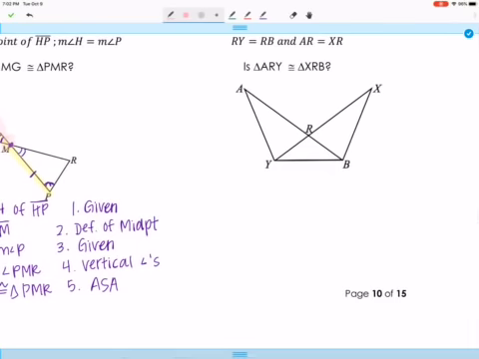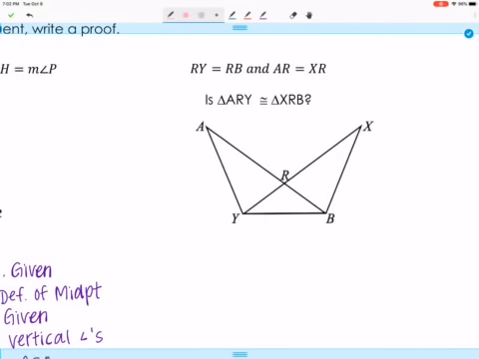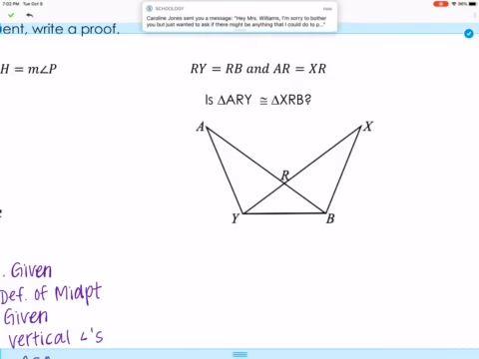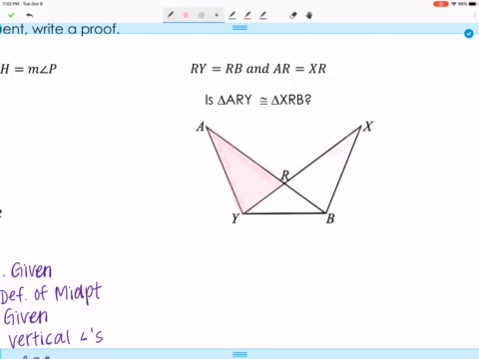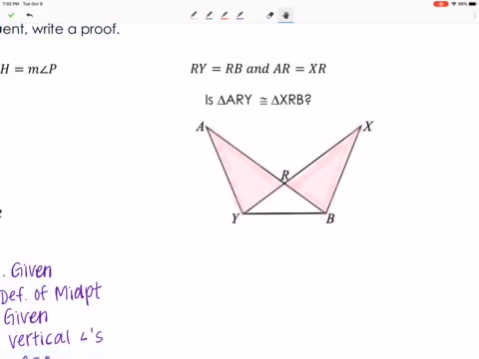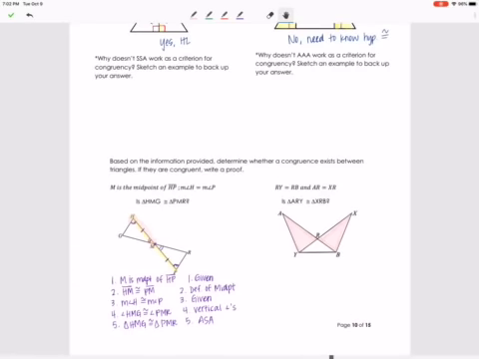All right. For this one, I'm actually going to let you try this one on your own, see what you can do. Notice that you're trying to prove here if ARY, if this triangle is congruent to XRB, this triangle. All right, so think about the stuff that's given, anything else that you could also tie in from things that you should already know, and prove that those two triangles are congruent. Okay, so that'll be it for day 3.